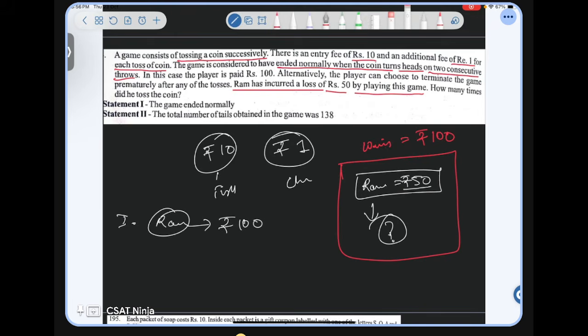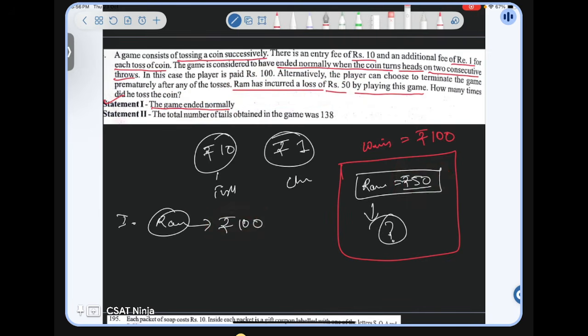So now, Ram, because of statement number 1, the question says the game ended normally. Game ended normally means Ram won the game. That's what it means. But even though Ram won the game, Ram incurred a loss. That's what the question says. So Ram won 100 rupees, but is still at a loss of 150.